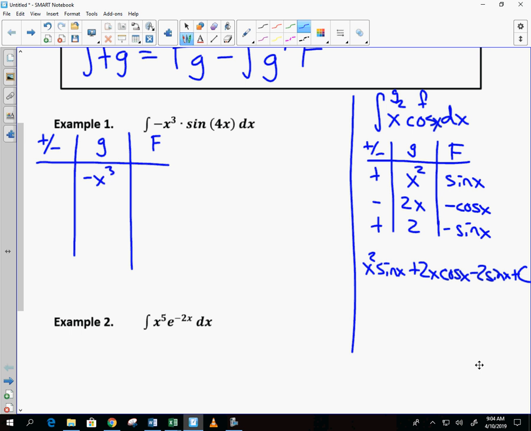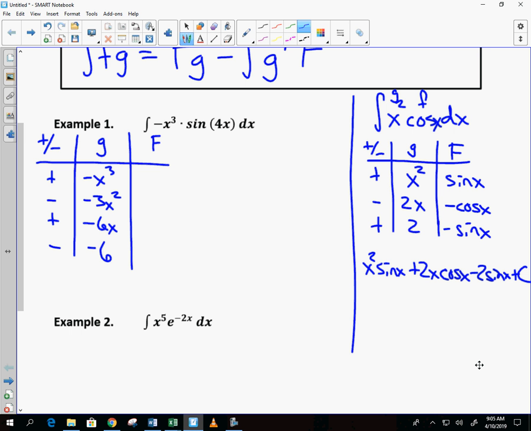Negative x cubed. So the derivative, negative 6x and negative 6. So everybody good there? I always use g to see how many terms I'm going to need till it terminates. Plus minus, plus minus. Now I need f. Katie's got negative 1/4 cosine of 4x. How in the heck did she come up with that? Chain rule. U is equal to 4x, so du is equal to 4dx.